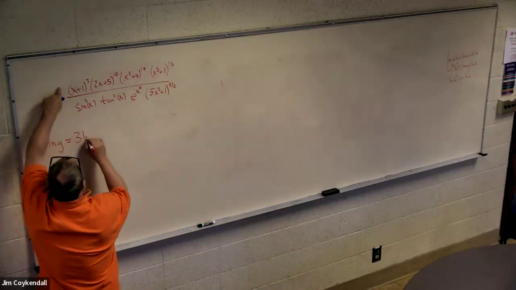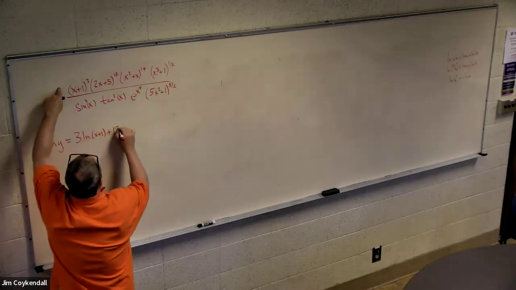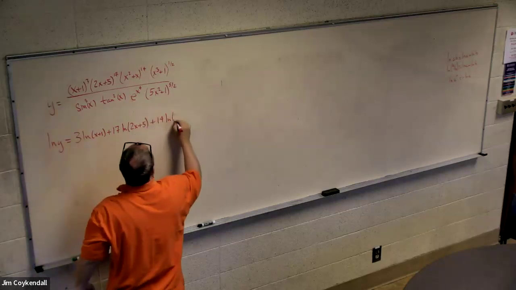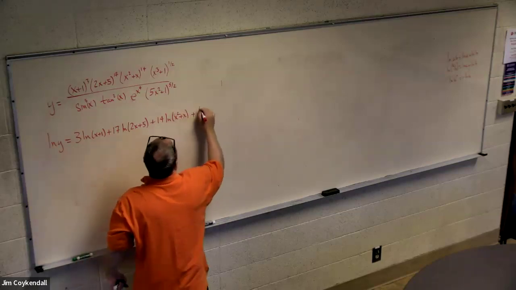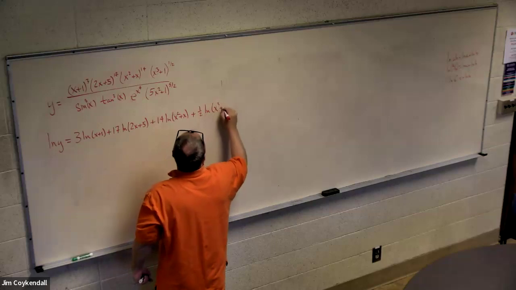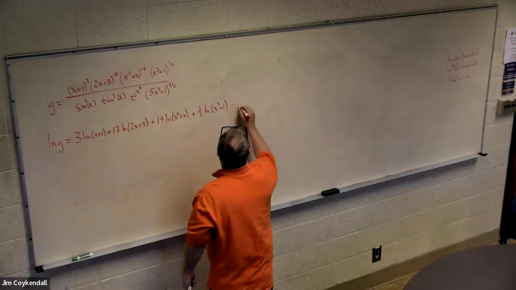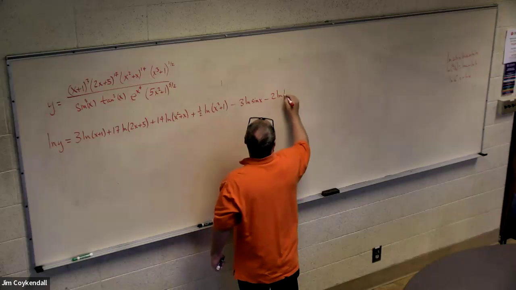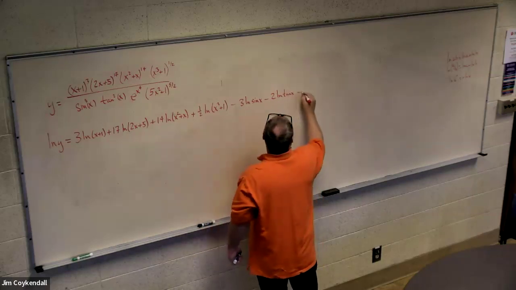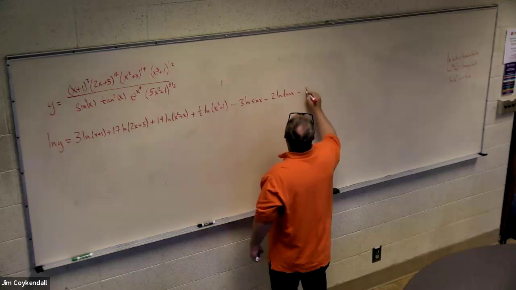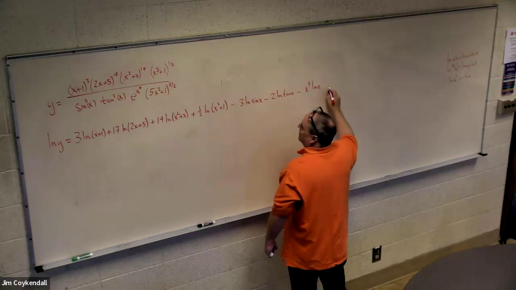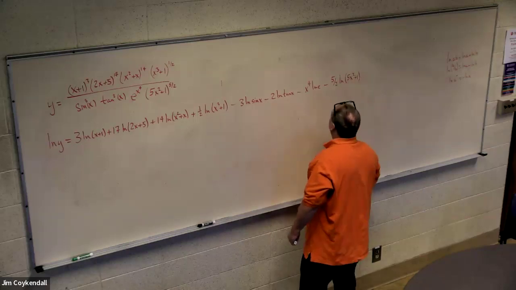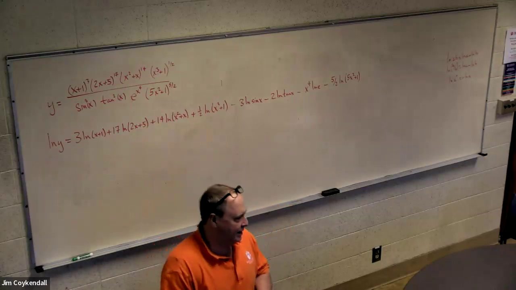This is 3 log x plus 1, plus 17 log 2x plus 5, plus 14 log x squared plus x, plus 1/2 log x cubed plus 7, minus 3 log sine x, minus 2 log tangent x, minus x to the 4 log e, minus 5/2 log 5x squared plus 1. Just like that.